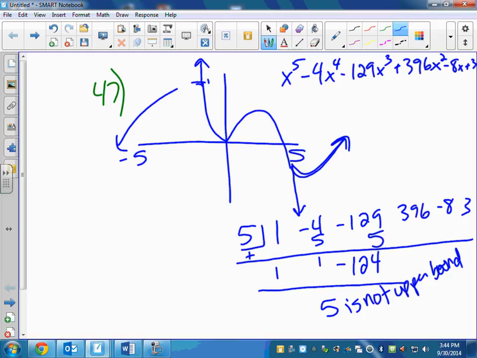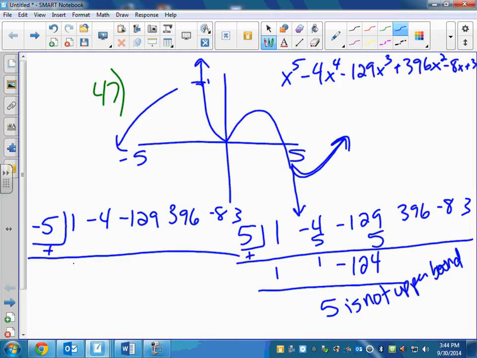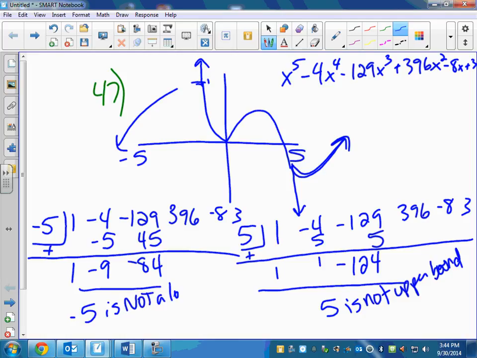And then it says the same thing for -5. But if it's a lower bound, remember that this should alternate. So if this is positive, then it should go positive, negative, positive, negative. So this would be -9. This would be 45. So what would that be? 12, 80, -84. So again, because it doesn't alternate, I can say that -5 is not a lower bound, which means that there are other zeros outside of this.